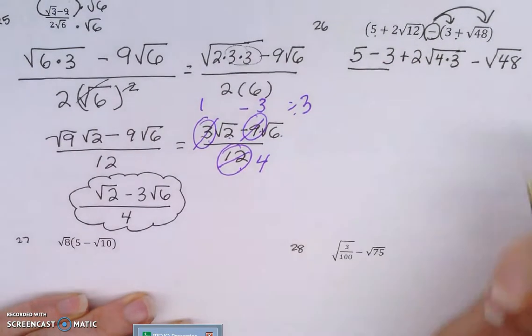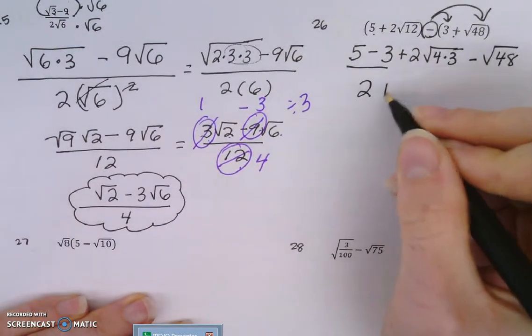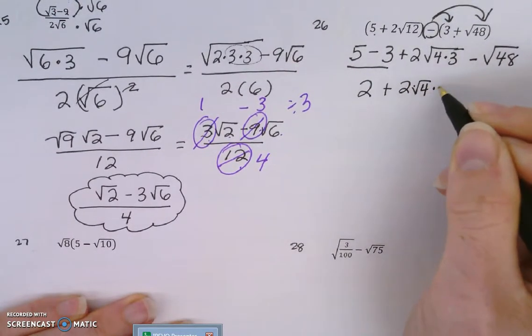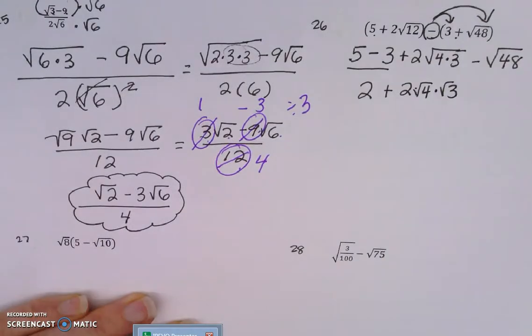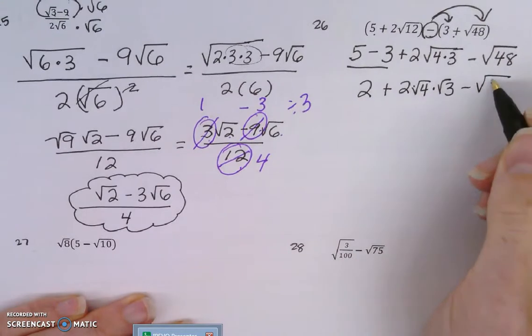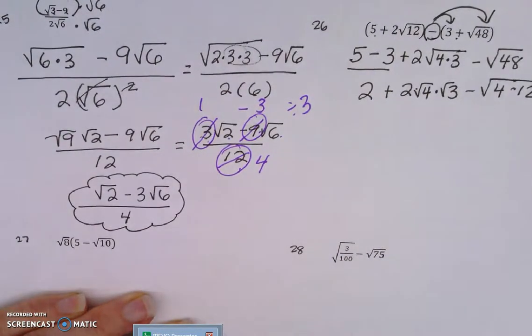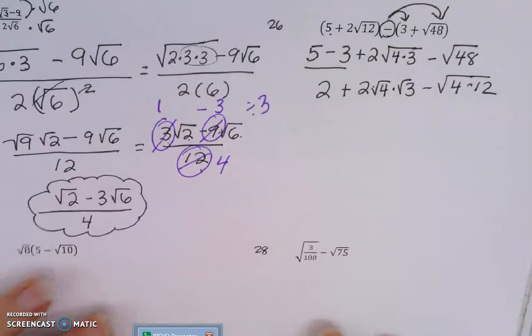What's 5 minus 3? 2. 2 plus 2 square root of 4 times square root of 3, and then the square root of 48. Do you think of any numbers that go into 48? Well, maybe you think of 4 first. This is 4 times 12. Maybe you thought of 16 first. That would have been lucky.